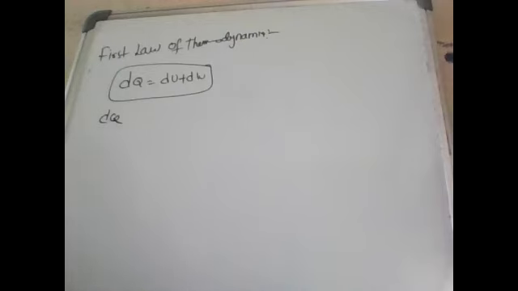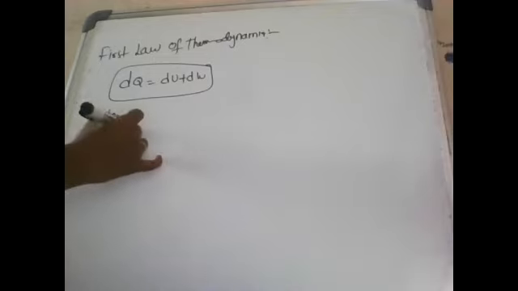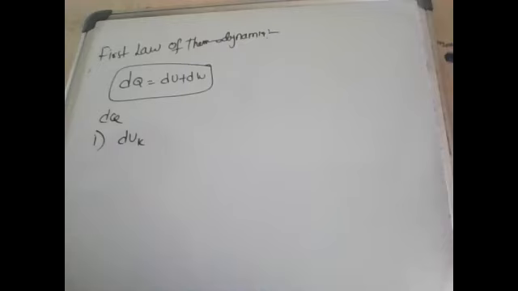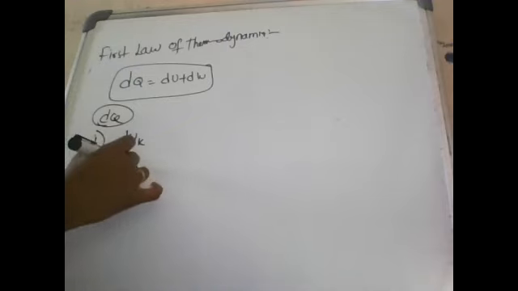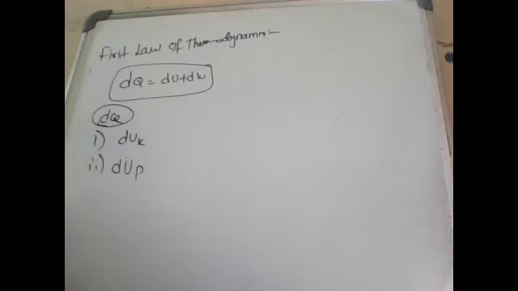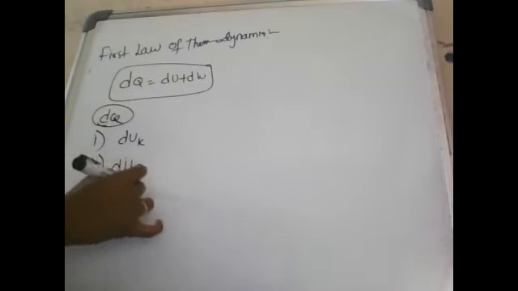First part is used for raising the temperature of the system, which is equivalent to increasing the internal kinetic energy, that is du suffix k. So when the system absorbs dq amount of heat energy, that energy is used for raising internal kinetic energy and for raising internal potential energy. Next, the remaining part is used for external work.